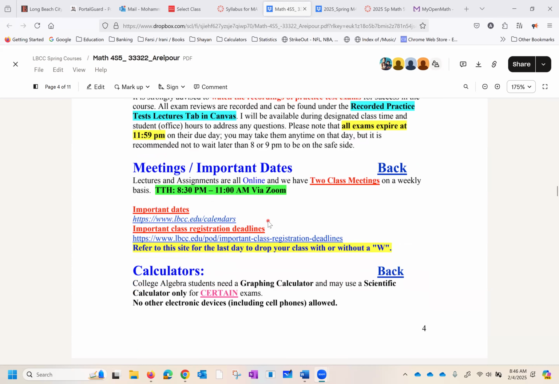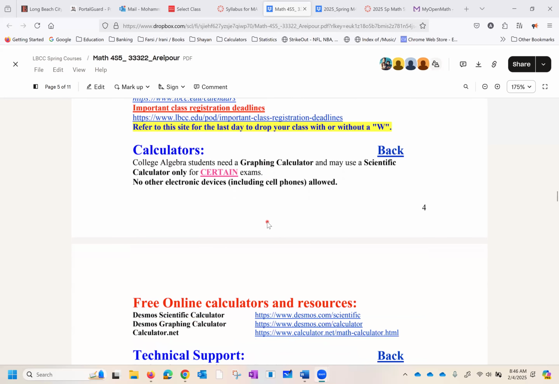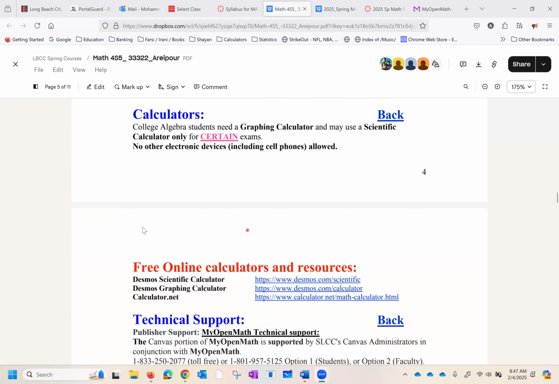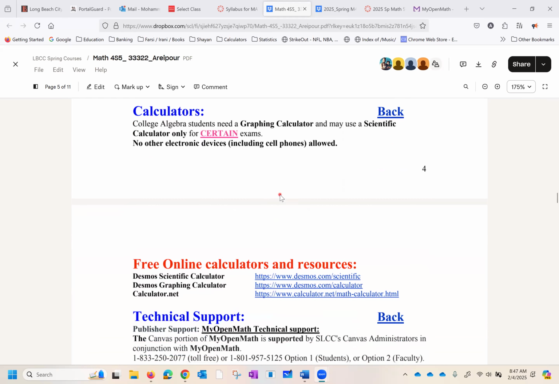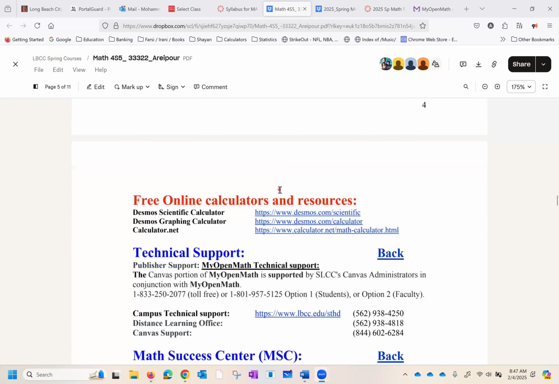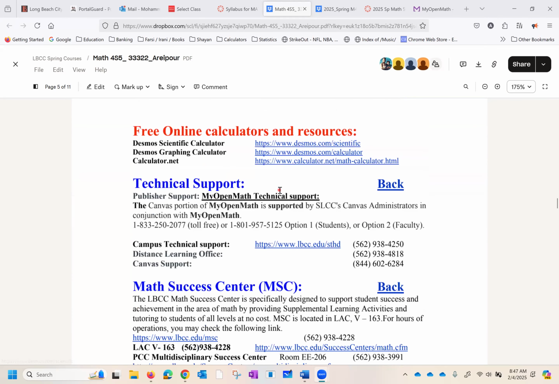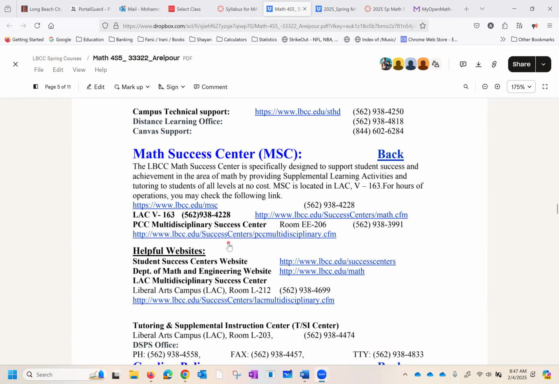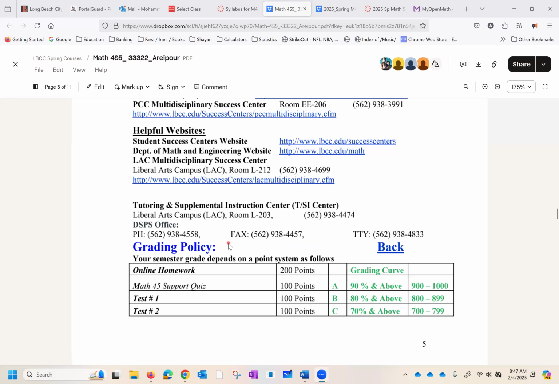Information about the meeting. Calculators: you need a graphing calculator, and you can use online calculators. There are certain exams that you may not be able to use a calculator, especially a graphing calculator, during the exam. We have the information about the tech support, Math Success Center, which is the tutorial center, and there are other helpful websites.